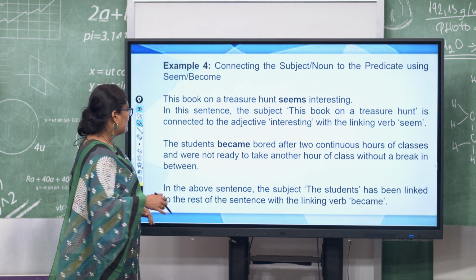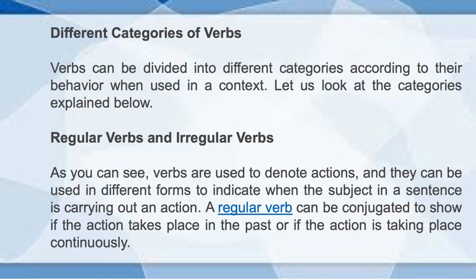Now, let us categorize verbs into different categories. They can be divided into different categories according to the behavior or the context in which they are used. So, what are the categories? We have regular and irregular verbs. What are those? As we can see, verbs are used to denote actions.